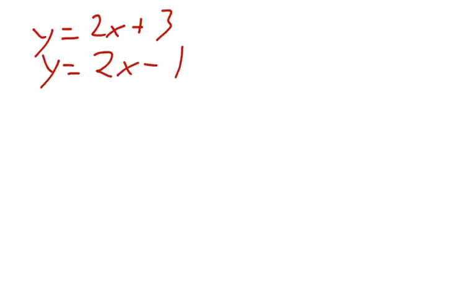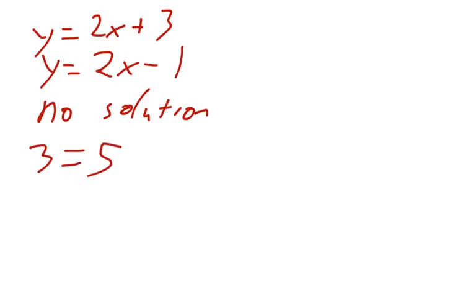Now a couple quick things I want to make note of. If ever we run into a situation where we got y equals 2x plus 3 and y equals 2x minus 1, since these are parallel lines, we have no solution. So if ever there's a time where you wind up where the x's cancel and you wind up with 3 equals 5, that's going to be no solution.